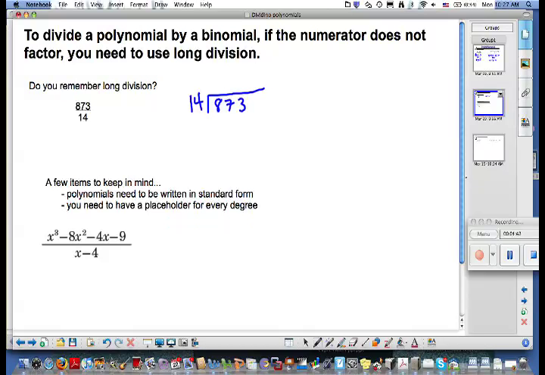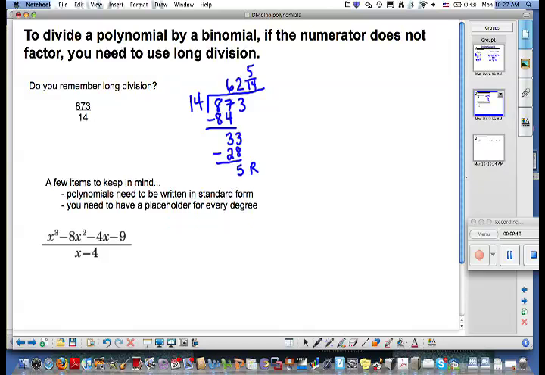873 divided by 14. 14 goes into 87 6 times. 6 times 14 is 84. 87 minus 84 is 3. Bring down the other 3. 14 goes into 33 twice. 14 times 2 is 28. When we subtract, we have a remainder of 5, which means we write that 62 and 5 over 14.